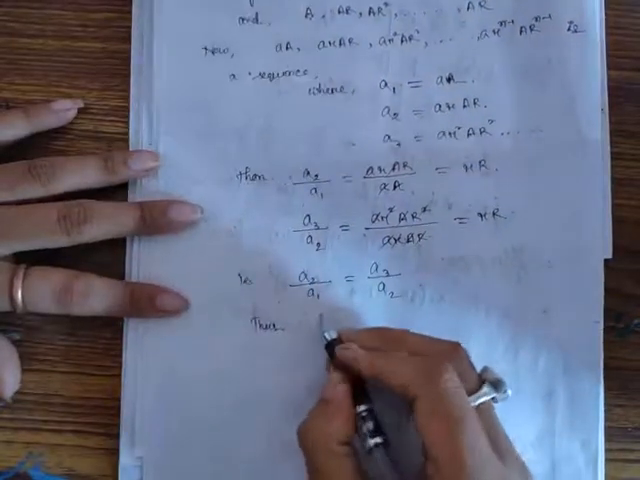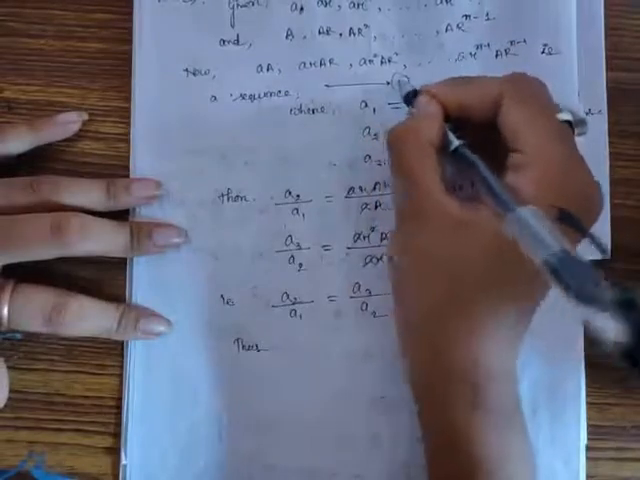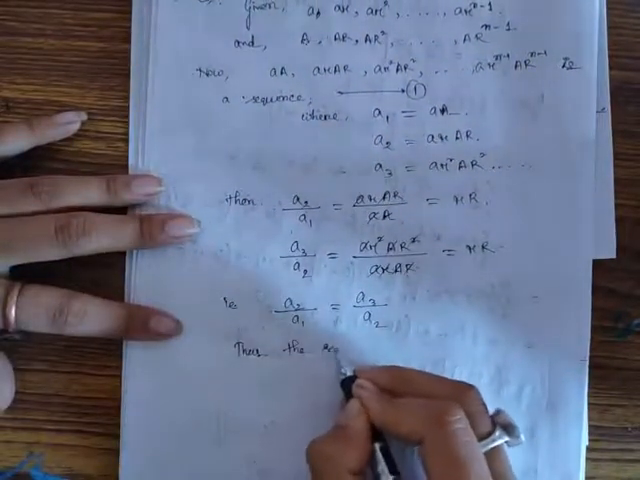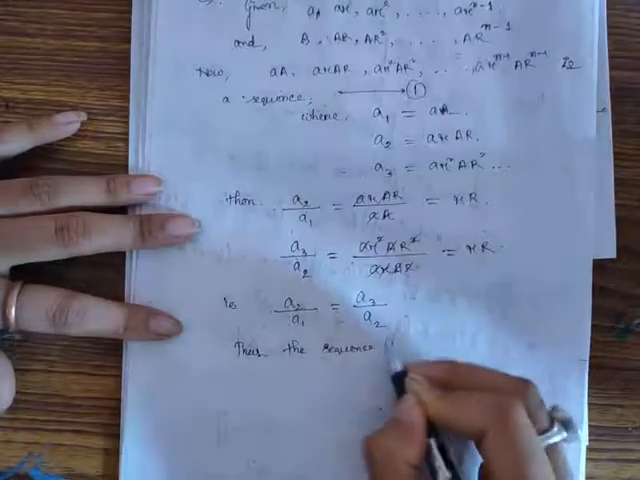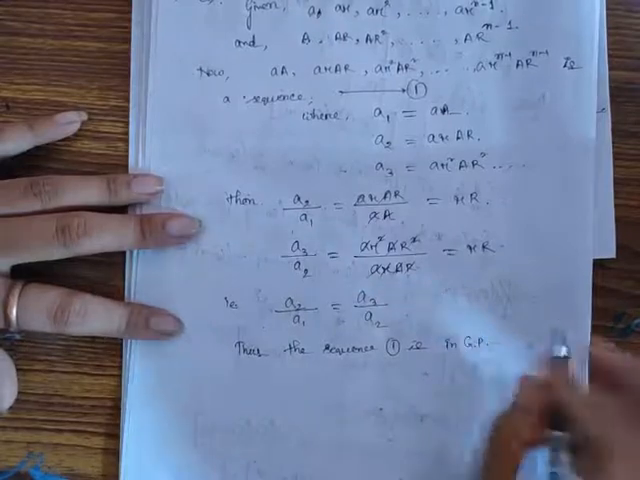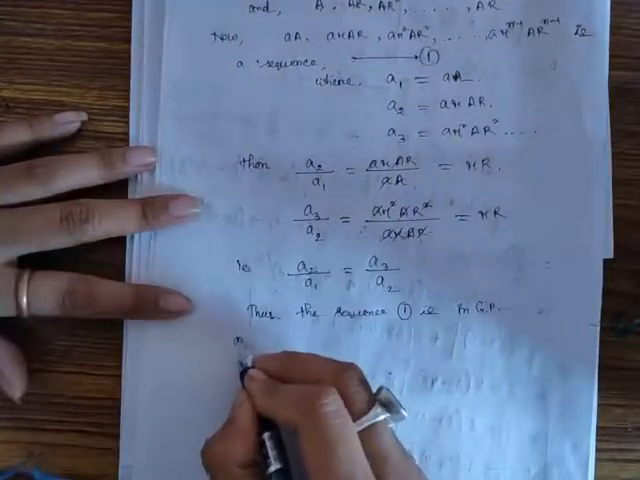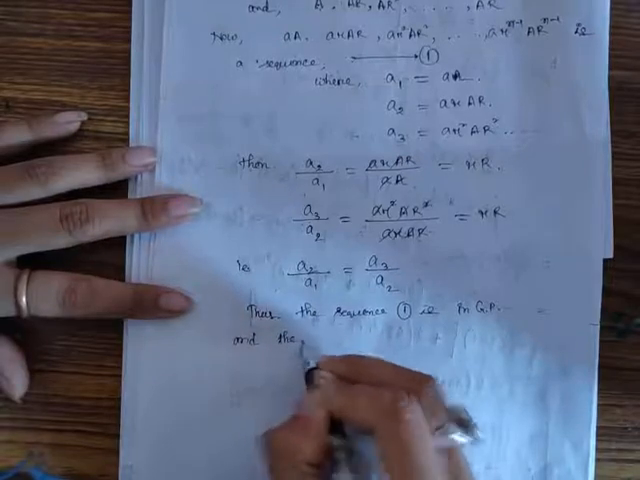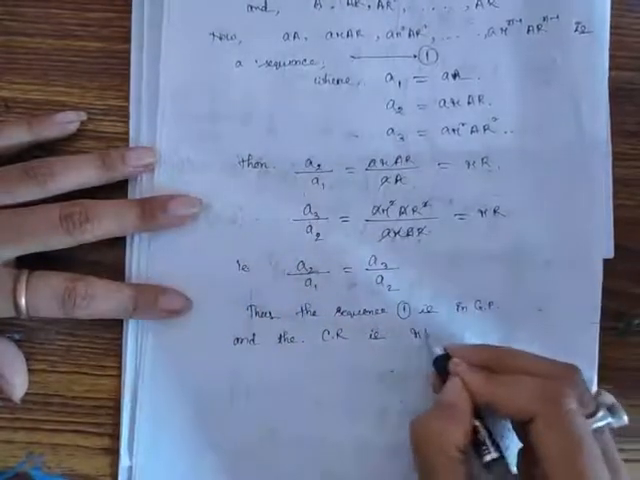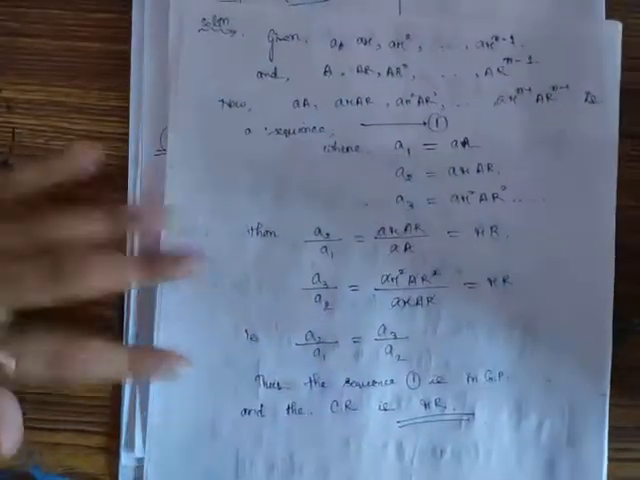Thus, call this sequence 1. Thus the sequence is in GP because their ratios are same, common ratio, and the common ratio is what? Small r, capital R. Very easy question.